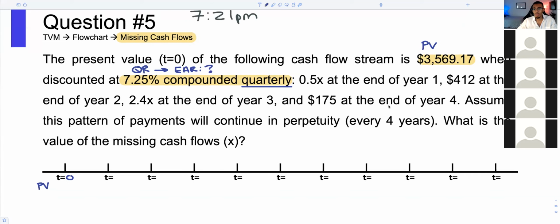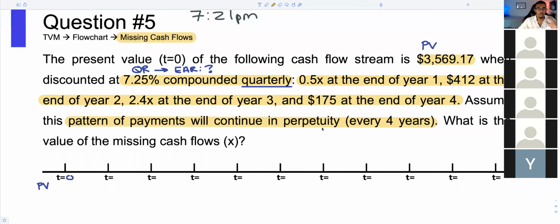Okay. So what is our EAR? And we're telling you that we're going to have this type of pattern from what it seems. We're going to have 0.5x at the end of year 1, 412 at the end of year 2, 2.4x at the end of year 3, and 175 at the end of year 4. So we have one heck of a timeline to deal with. But what's really interesting is that they're telling you this pattern of payments will continue in perpetuity. So what we just highlighted is going to occur every 4 years. That's very, very important. Every 4 years, we're going to have a pattern.